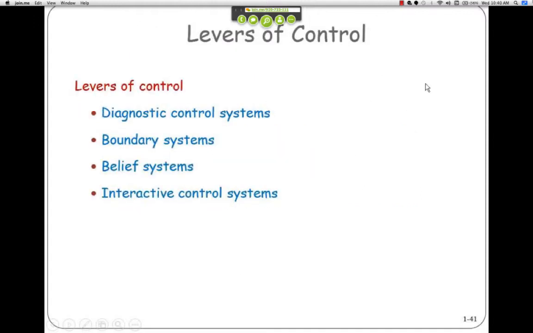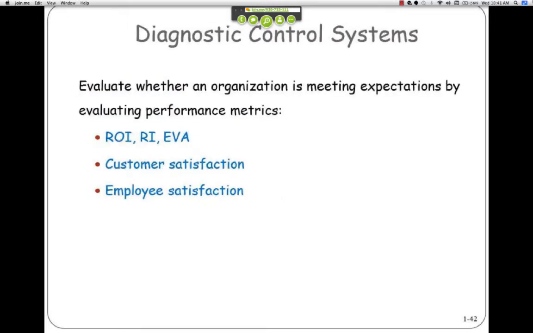Levers of control. So how do you control the way individuals act? There are diagnostic controls, boundary and belief controls, and interactive controls. Diagnostic controls are based upon quantifiable metrics, things you know well. Could be ROI, RI, and EVA. Could be customer satisfaction surveys and employment satisfaction surveys, 360 reviews, etc. So diagnostic controls are a way to get real substantive results.